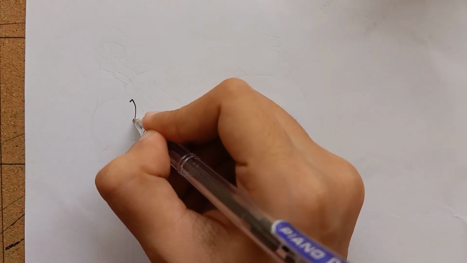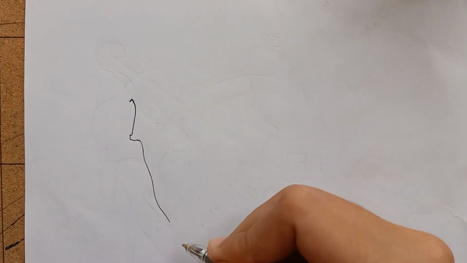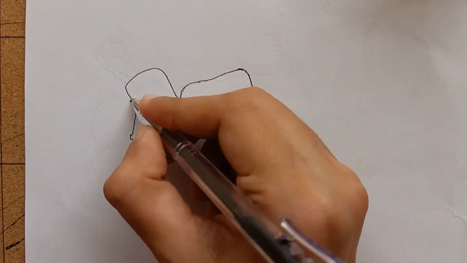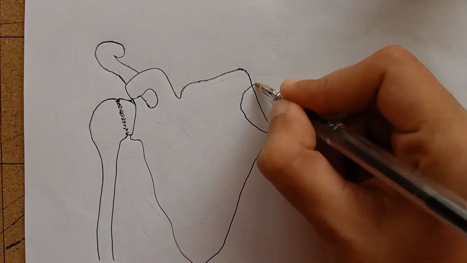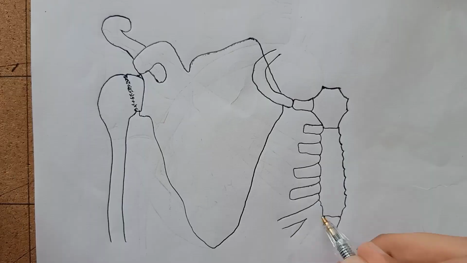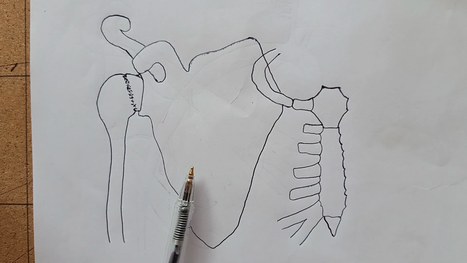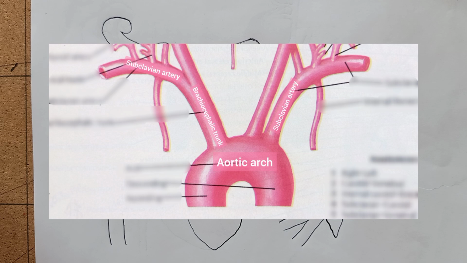In this video, we are going to learn anastomosis around scapula. In order to understand the arteries that take part in anastomosis around scapula, we must have a little bit of understanding of subclavian artery and axillary artery. So let's begin from there.